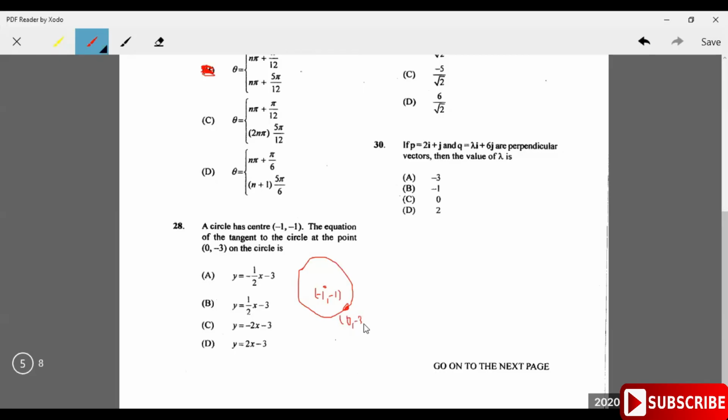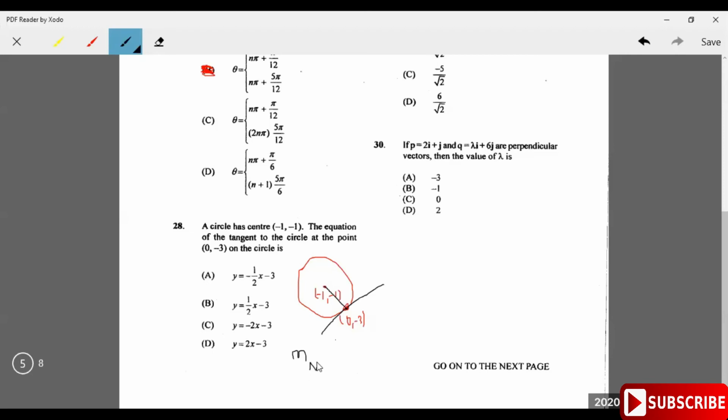And they want the equation of the tangent. So the equation of the tangent, this is what they want. That's the tangent, right? But in order to find the equation of the tangent, we need to find the gradient of the normal and take the negative reciprocal. So that would be the normal because we have 2 points that would give us the gradient of the normal.